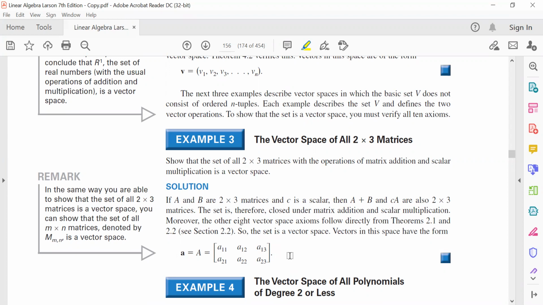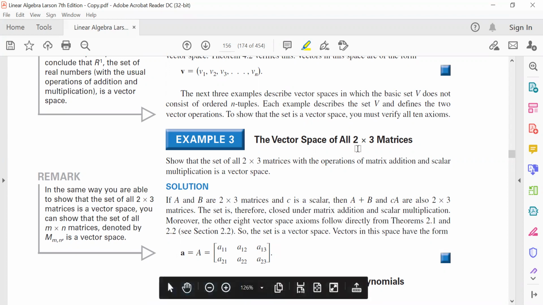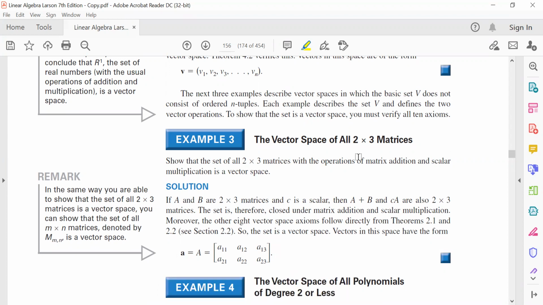By the way, 2 by 3 is just an example. We could have looked at the vector space of all 5 by 7 matrices, or all 8.5 by 11 matrices. Oh wait, how can I have 8.5? I'm thinking of paper size. 8 by 11 matrices, or 52 by 19 matrices. Any of these would work.